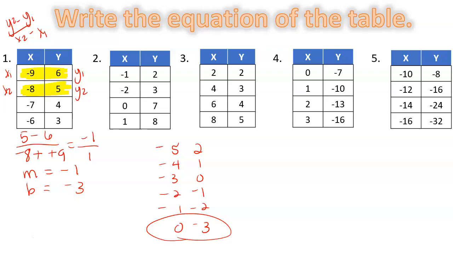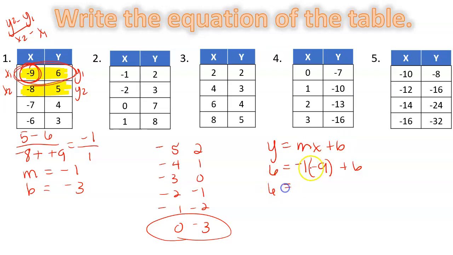Another way that you can do it is you can plug into your y equals mx plus b. Okay, so we have everything that we need. Okay, so I need a y, an x, a slope, and then I can solve for b, my y-intercept. So I can pick any point off the table. So if I choose this first point, negative 9, 6, my y is 6 equals, my slope m is negative 1 times, my x is negative 9, and then I have plus b. So I'm just plugging in.